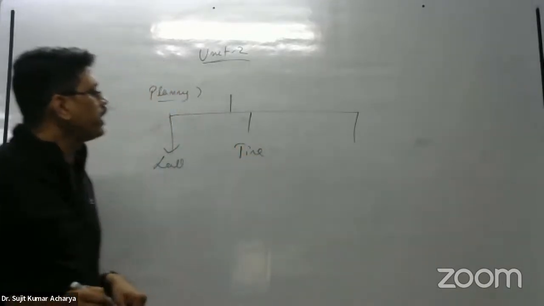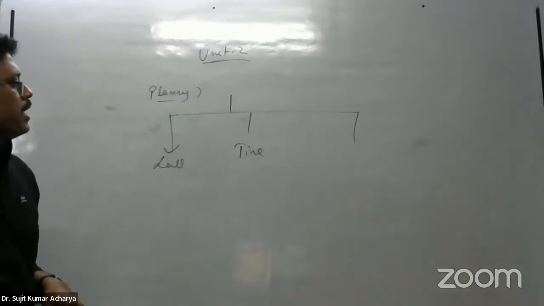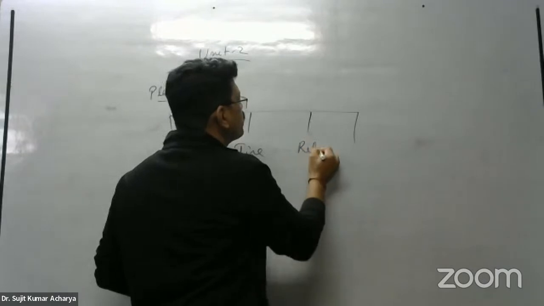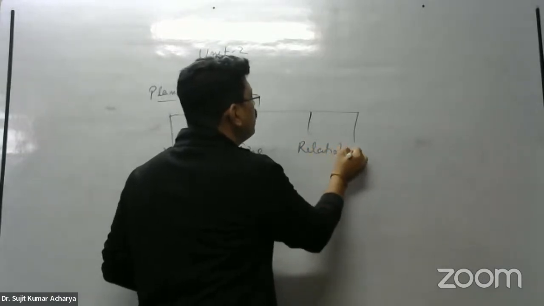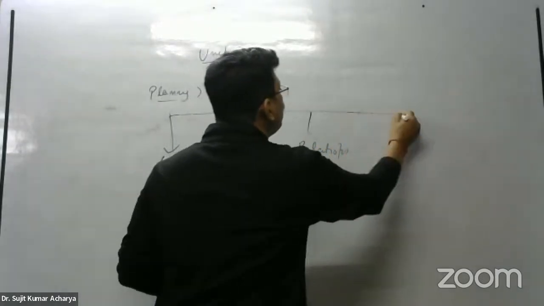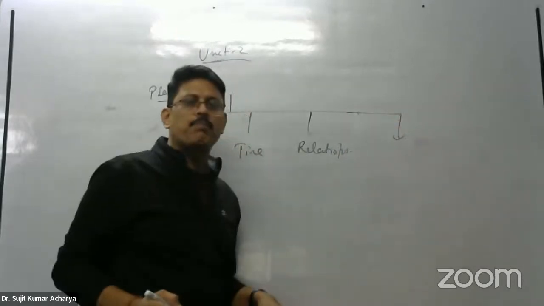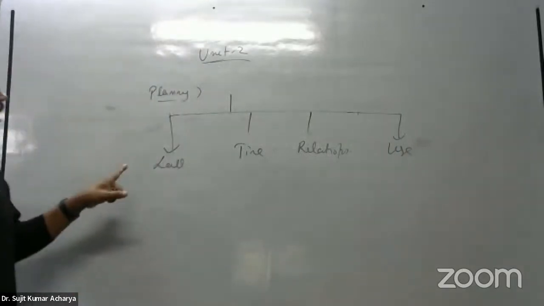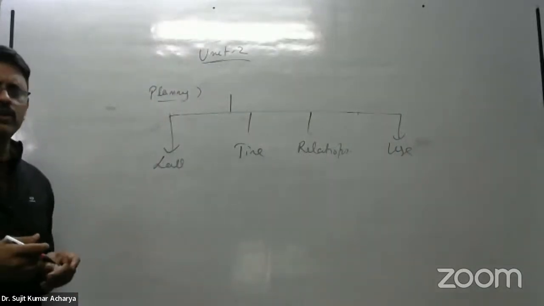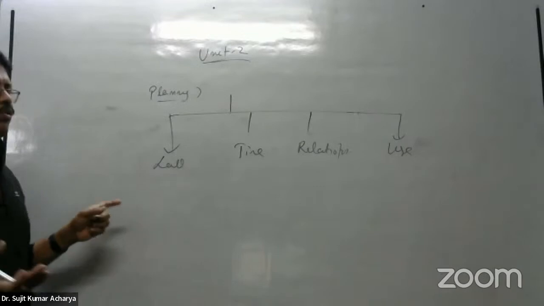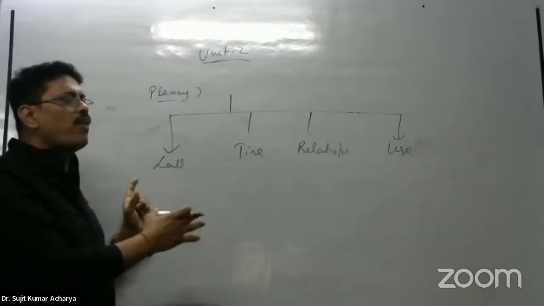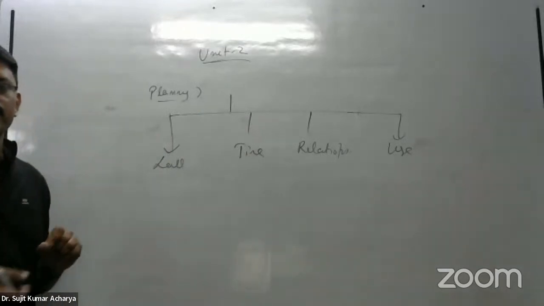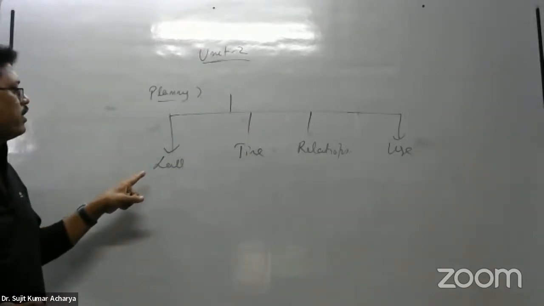From time prospects, we can also identify the types of planning. Another way of defining the types of planning is from relationship prospects, and another way is from use prospects. Now, if you read the book, you will get many types of planning. But what I did, I have tried to identify the planning from different approaches, from different corners, from different segments.